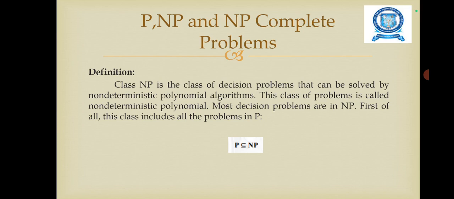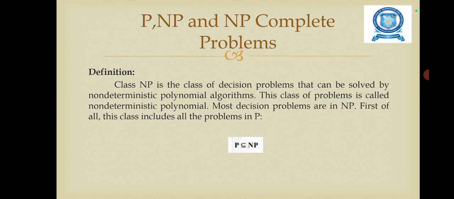Then next we are going to see the definition of the NP class. That means it is the class of decision problems that can be solved by a non-deterministic polynomial algorithm. This type of problem is called non-deterministic polynomial. That means P is a subset of NP. Here most decision problems are in NP.